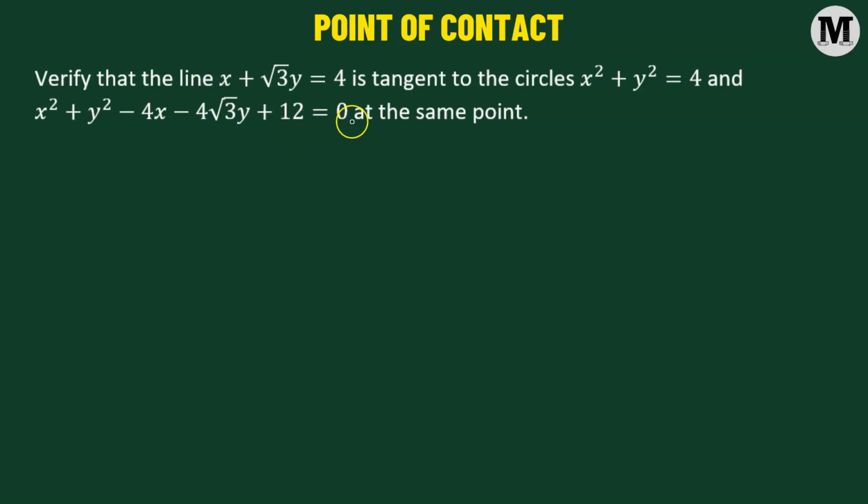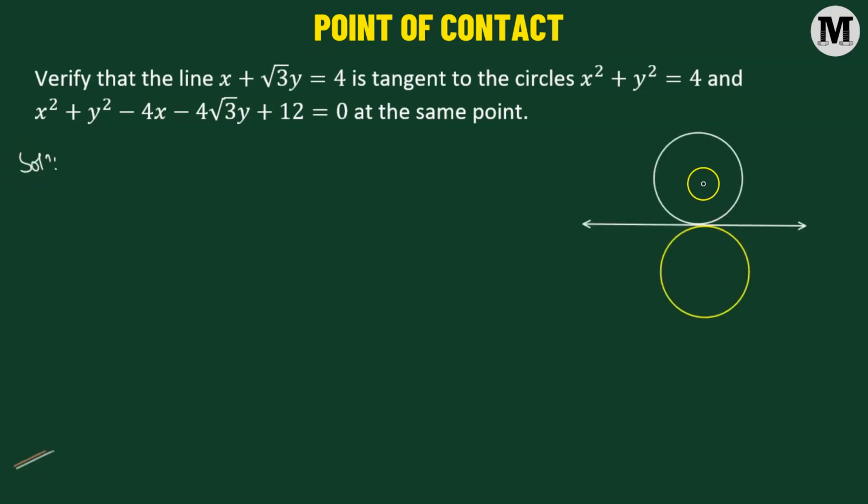So in this problem, we are provided with the equation of two circles, and we need to show that a line with the equation x plus square root of 3 times y equals 4 is tangent to both of the two circles at the same point. Let us begin.